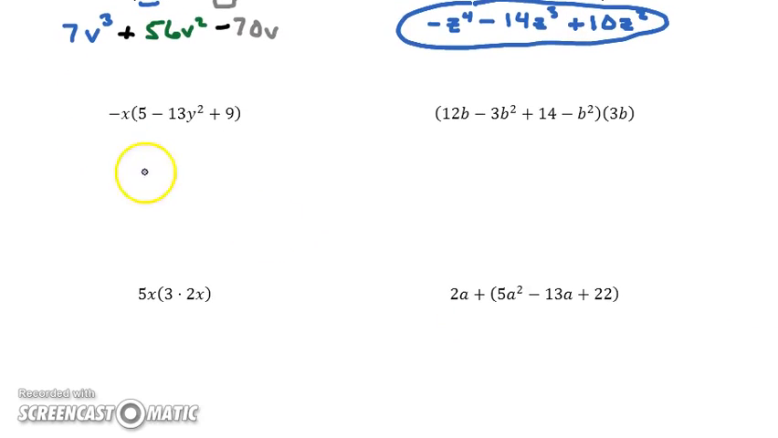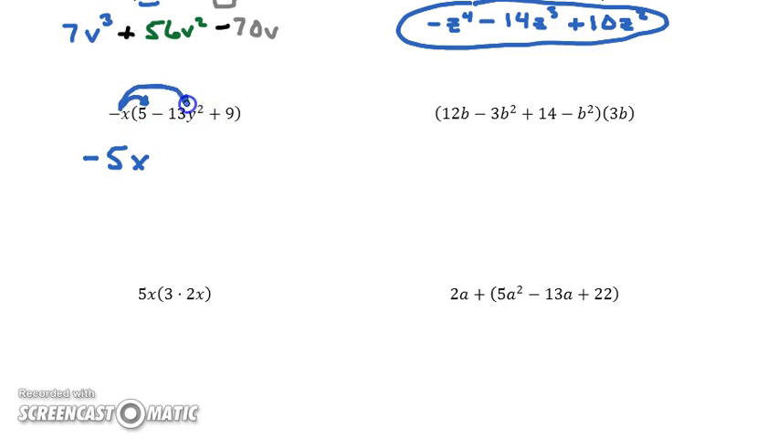On the next one, negative x is being distributed to 5. So negative x times 5. A negative times a positive would be a negative. I have a 5 and an x, and I list out the coefficient first, so the coefficient on my final answer will be a -5, and then I have an x, and then I'm subtracting 13y squared.